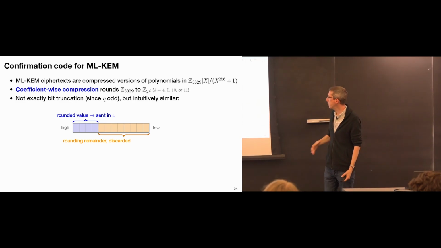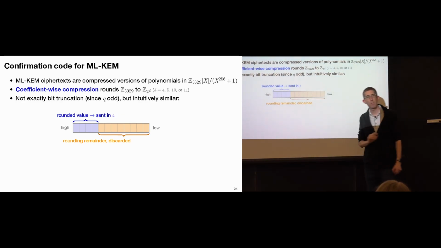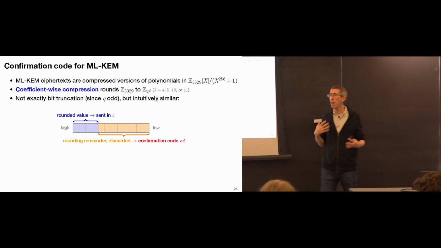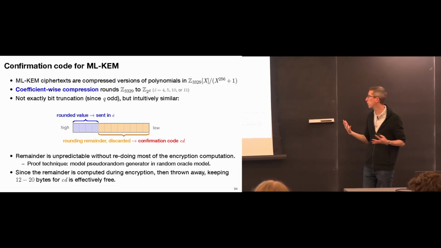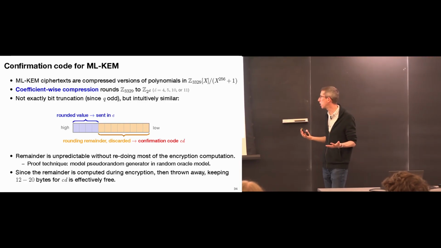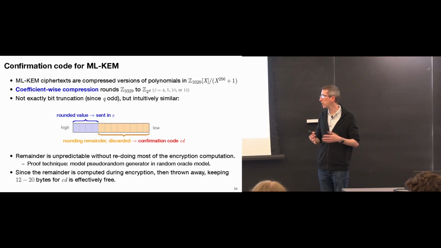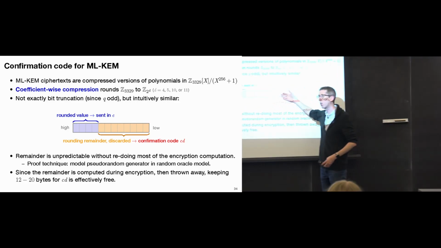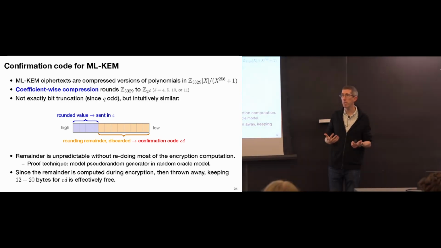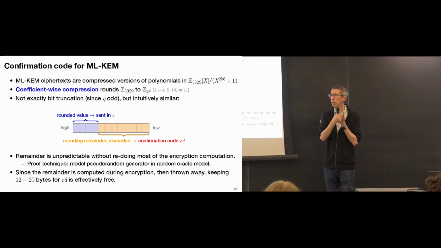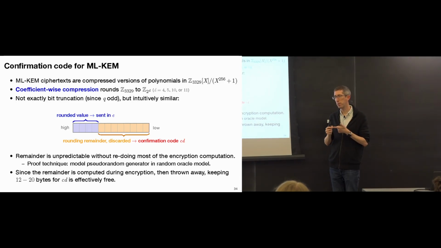Okay. And it turns out that these discarded bits that were dropped can basically be used as an unpredictable confirmation code. So this remainder will be unpredictable if you don't redo most of the encryption computation. Okay. And during the normal decryption computation, you are going to go through and recompute all of these in order to know what the corresponding higher order bits are. So this is a good candidate for a confirmation code. It's going to be naturally recomputed during re-encryption, and it's unpredictable if you don't follow all the steps.